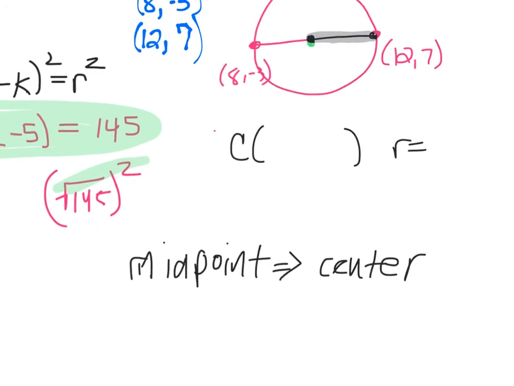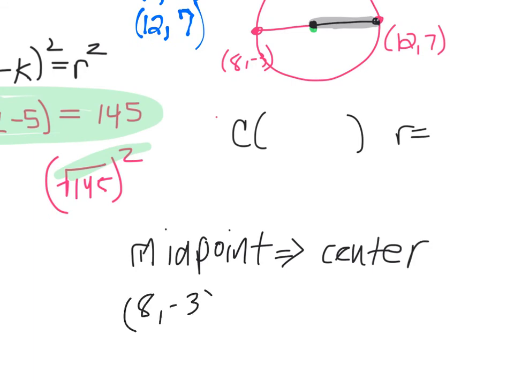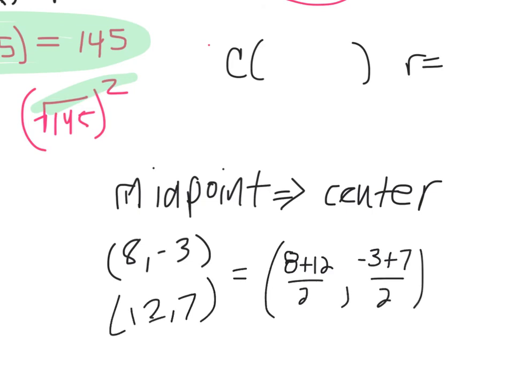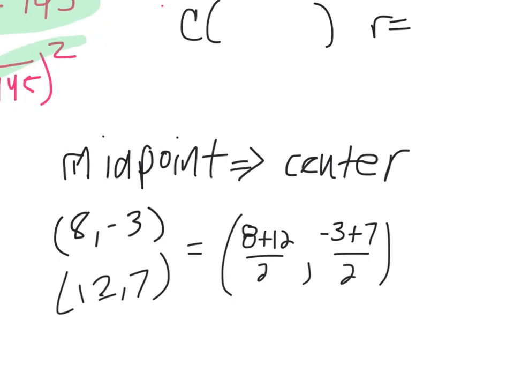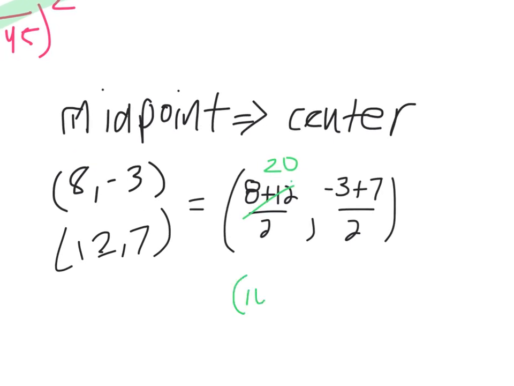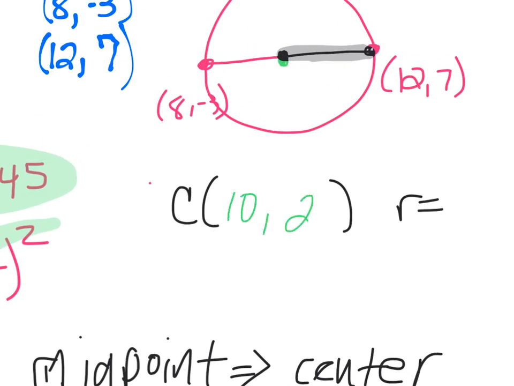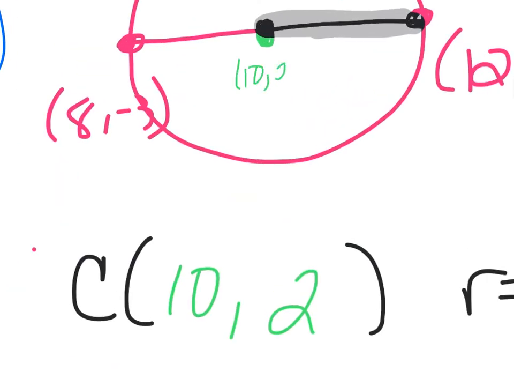So what are the two points? 8, negative 3, and the other one, 12, 7. Okay, so midpoint. How do we find midpoint? Add the x's and divide by 2. Add the y's and divide by 2. So what's 8 and 12? 20. And 20 divided by 2 is? 10. What is negative 3 plus 7? 4. And 4 divided by 2 is? 2. So the center of my circle is at 10, 2.